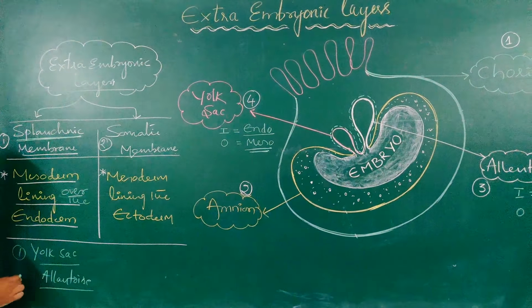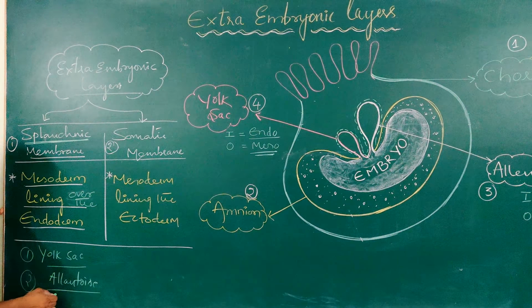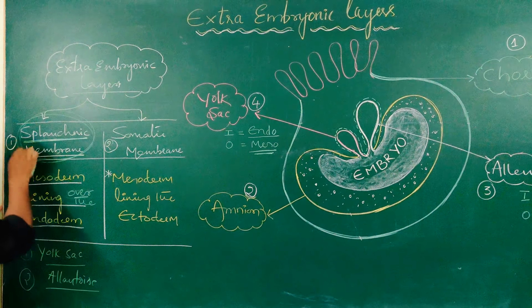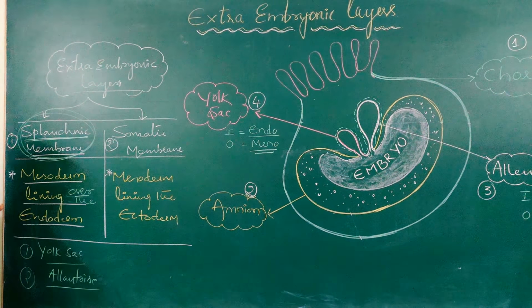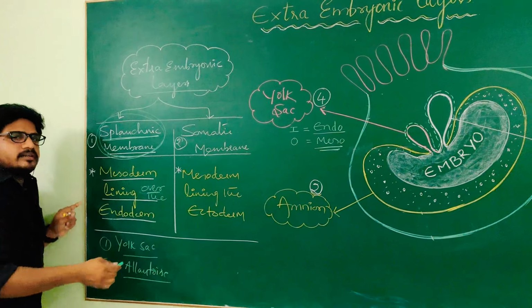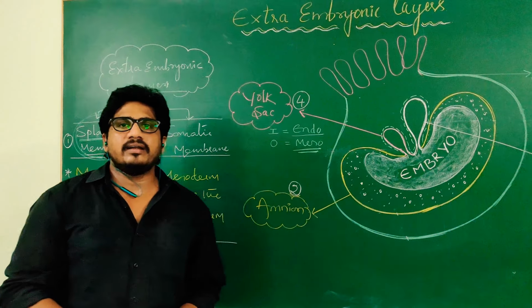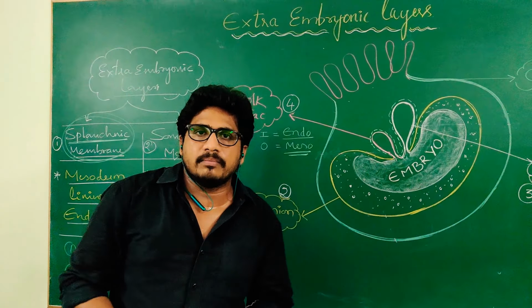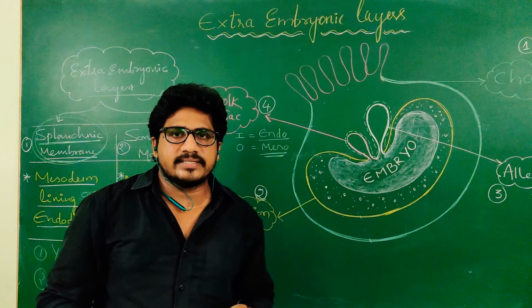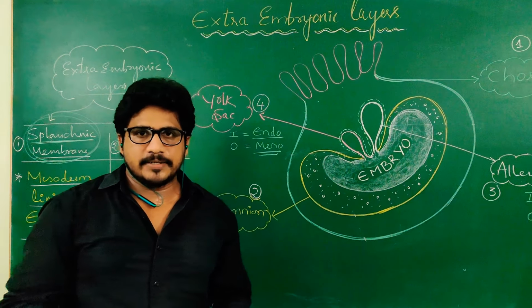Allantois also 1 and 2. Yolk sac and allantois are the splanchnic type of membranes. That's why they are considered splanchnic mesodermal extra embryonic membranes. I repeat, splanchnic mesodermal extra embryonic membranes. Example, yolk sac and allantois.